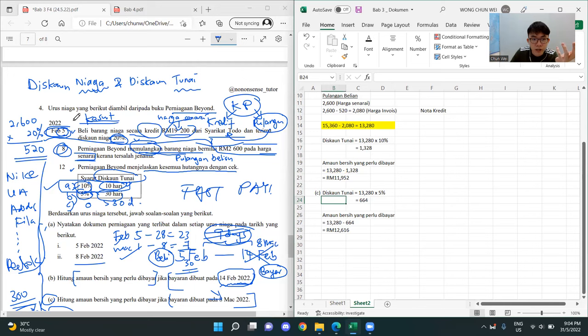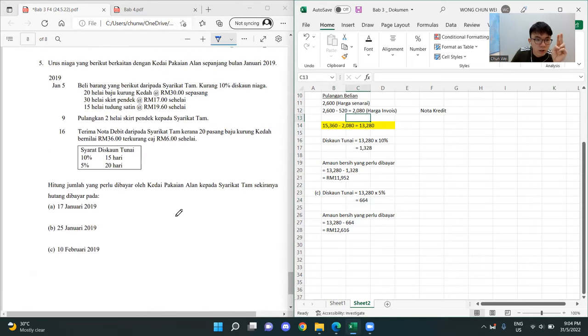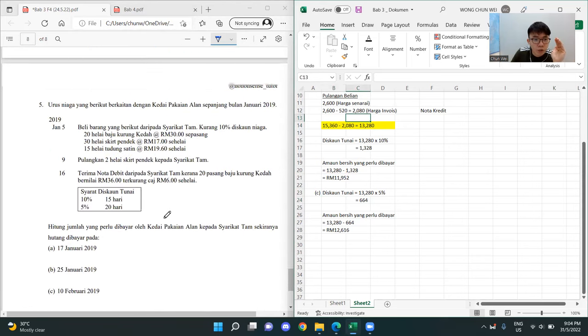So it's just that here a bit complicated. Okay, you need to solve here. Then only at the end, you based on the syarat discount tunai. So this discount tunai is always based on the end harga invoice, this one, 13,280.